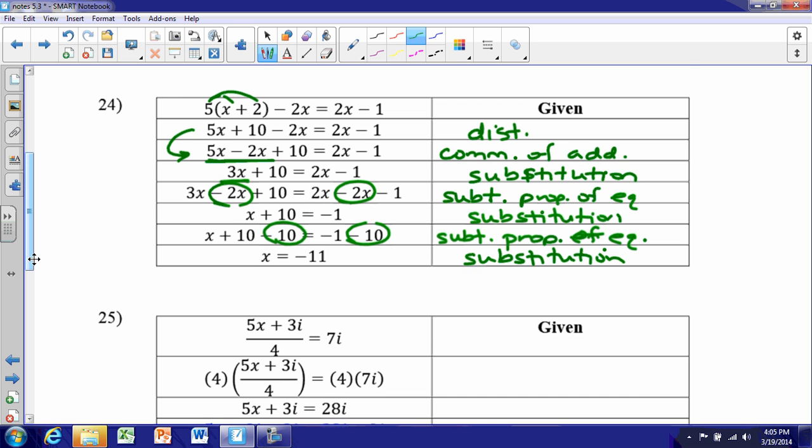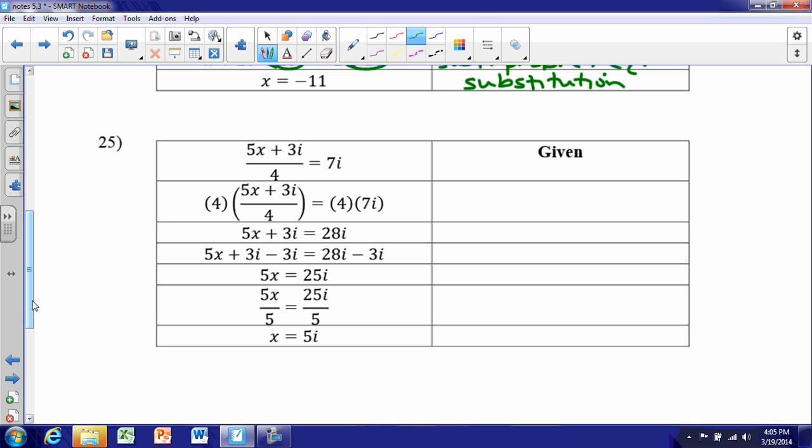All right, one more box. Okay, in number 25, we started off with a fraction. And it says to multiply both sides by 4. Since it's the same number on both sides, and it's connected by multiplication, that's the multiplicative property of equality. Then it appears that the 4's canceled, and I actually put the 4 and the 7 together on the other side. So that's a substitution. That's a simplifying. Substitution.